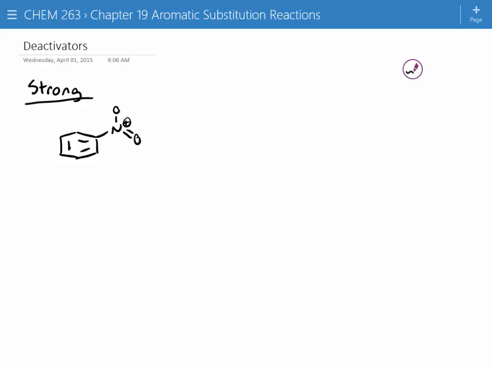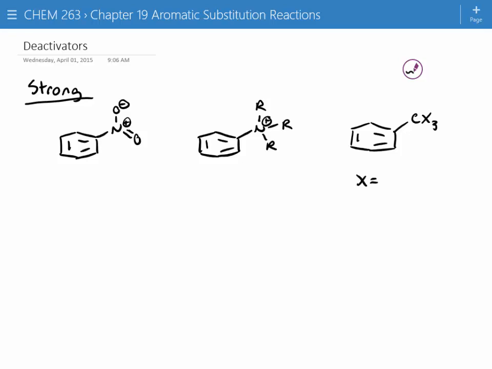Because if we have a nitro group, that nitrogen technically has a positive charge on it. So that's very electron withdrawing. So nitrobenzene is. Or if we've got some sort of alkylated amine where that nitrogen has a positive charge, that's also very, very electron withdrawing. That nitrogen wants its electrons. The other one is if we have a trihalogenated group in a benzylic position.